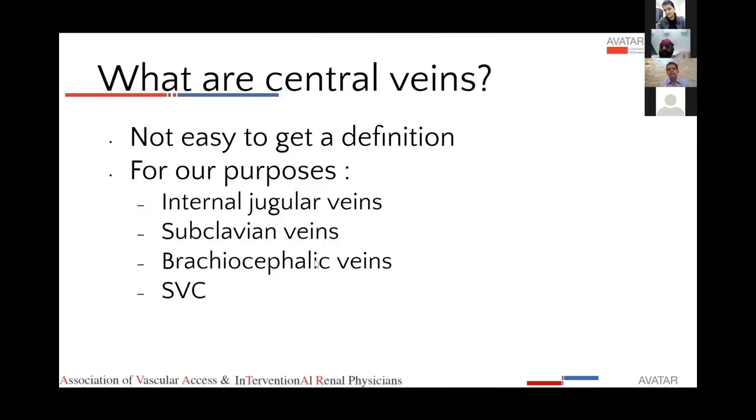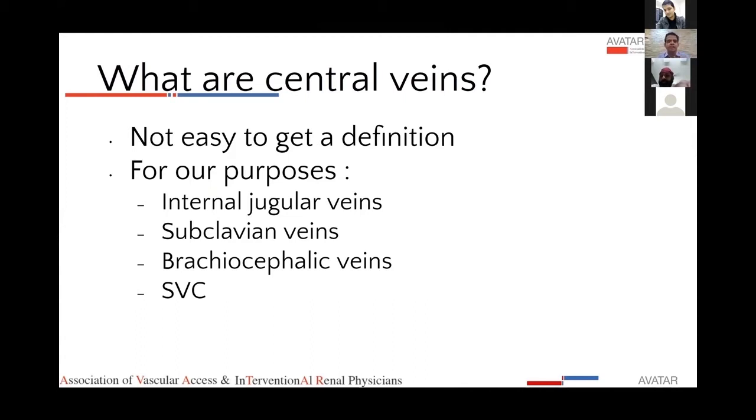So what are central veins? We use this term very often and I've been using it for a long time. And when, for the sake of this presentation, I started looking for a definition, it was not very easy to get. But ultimately, I think what we can agree upon is that central veins are those large veins which drain blood from the upper limbs and the lower limbs.